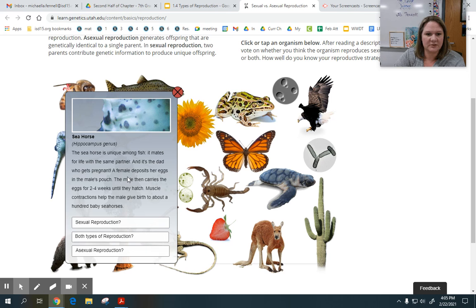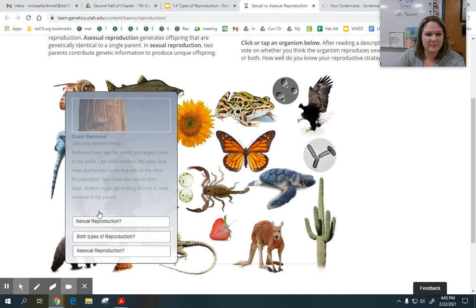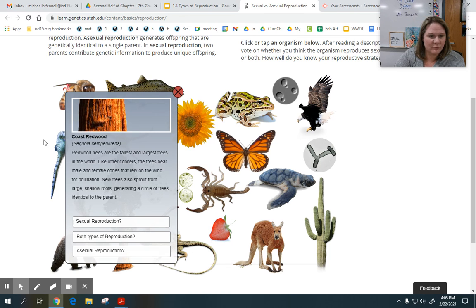This seahorse is really interesting. The males are the ones that give birth in seahorses. Isn't this crazy? The kangaroo is really interesting. Some of these are just really interesting. What is this one? I don't remember what this one is.